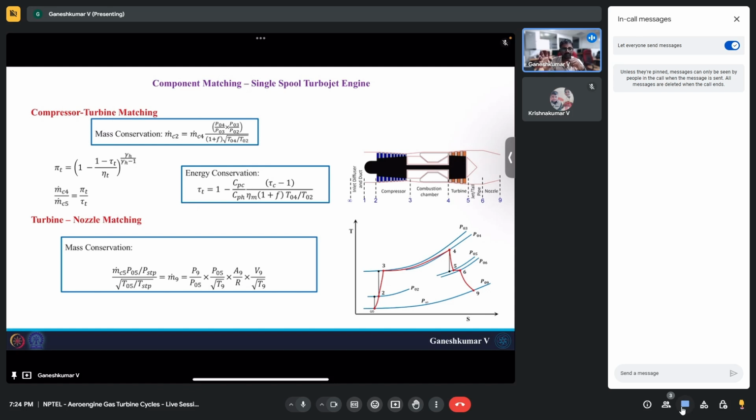Okay, if that reduces, the mass flow rate again reduces. If the mass flow rate reduces, everything again comes back to equilibrium. So that is how the entire engine adjusts itself to an equilibrium state. It cannot work in a non-equilibrium.